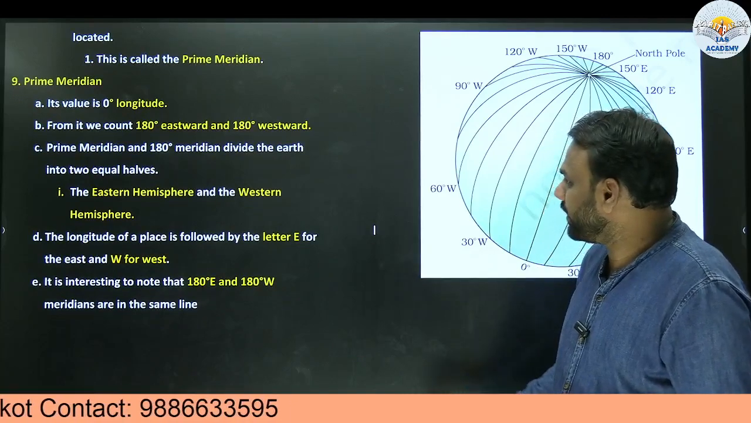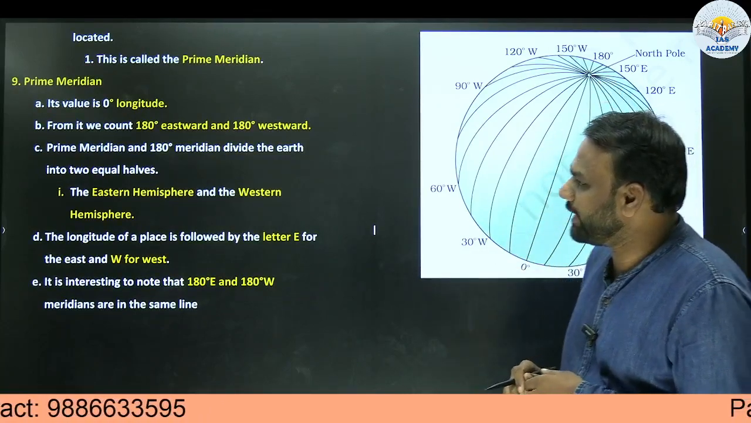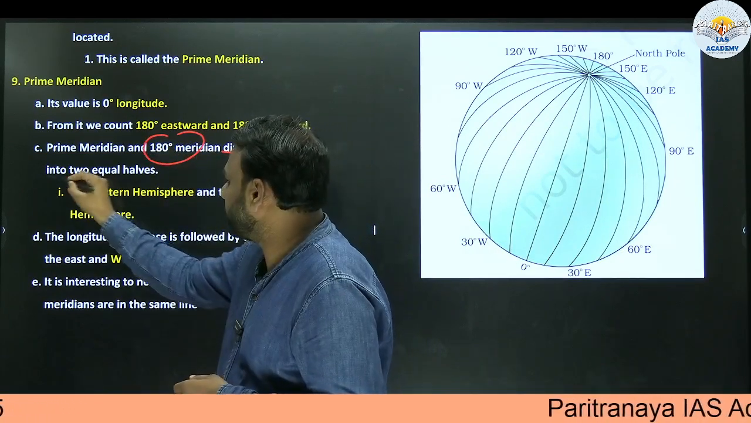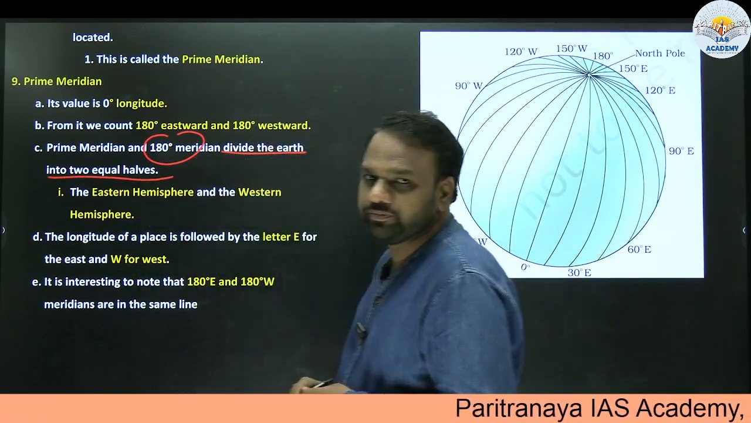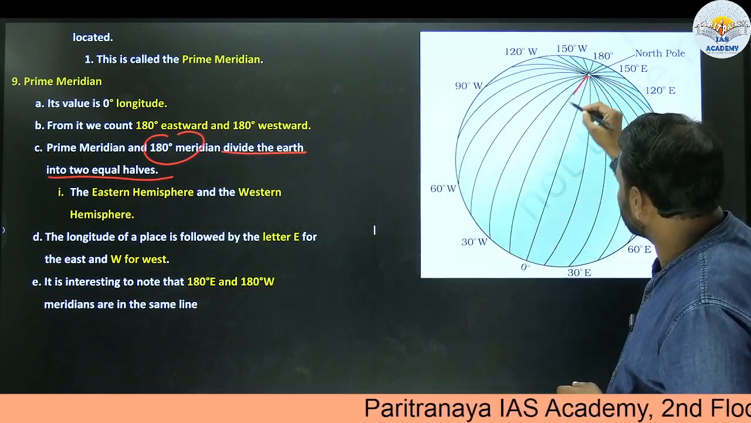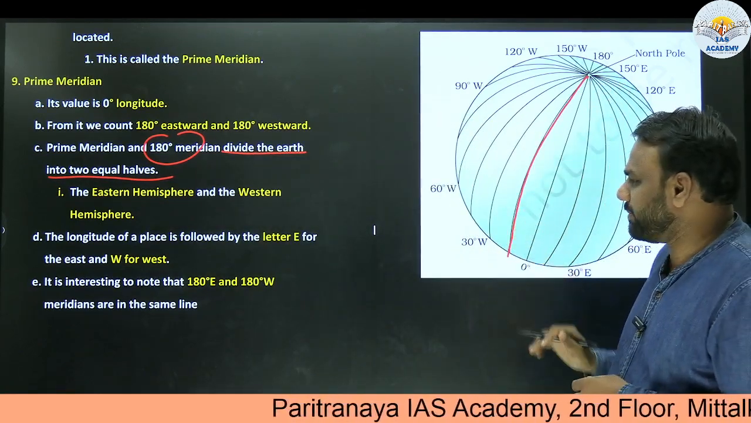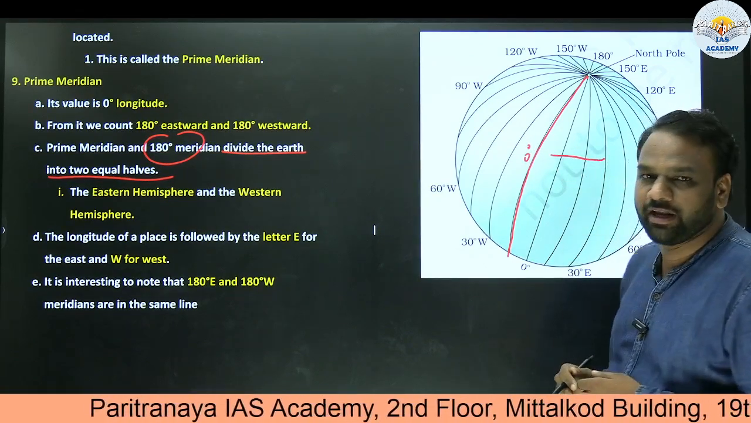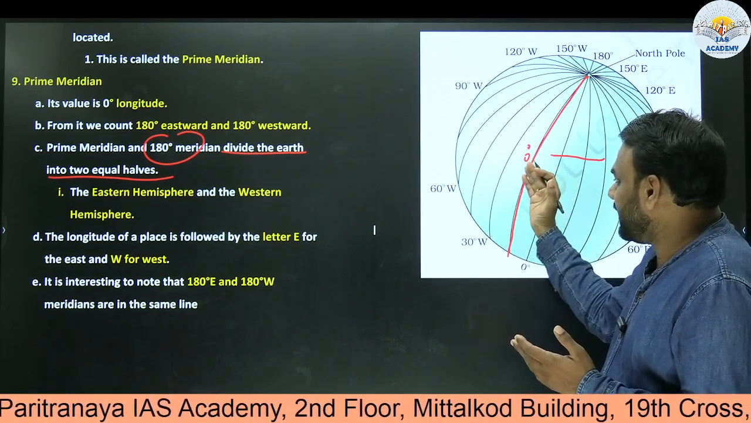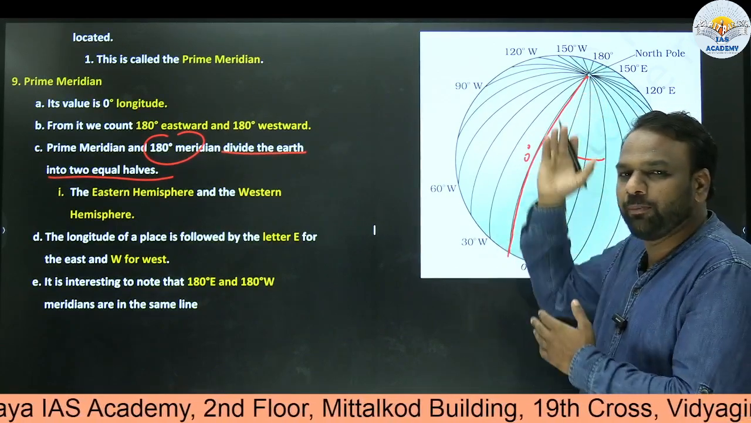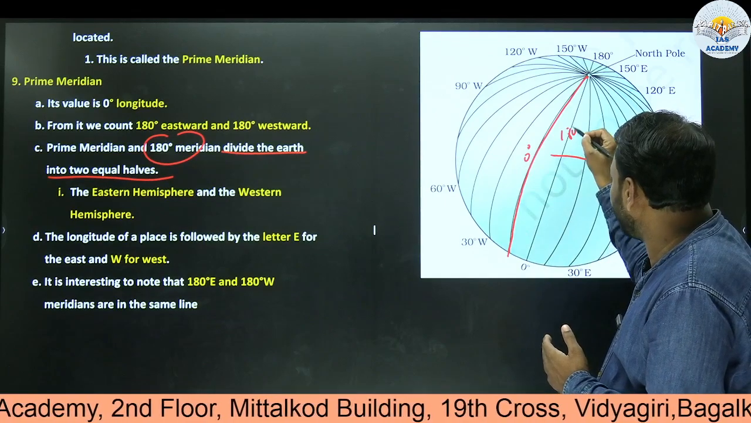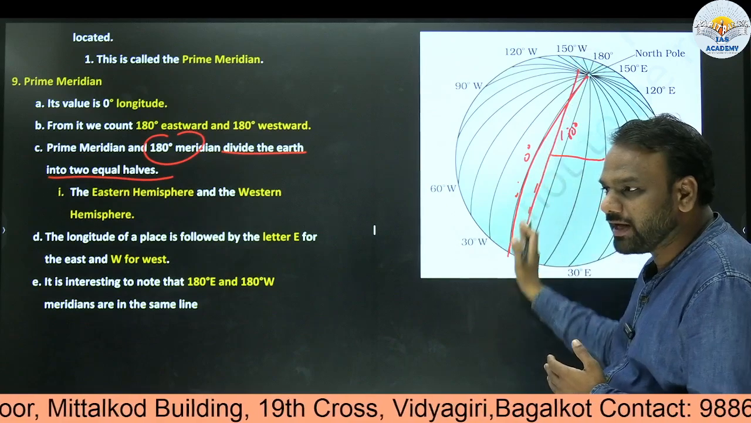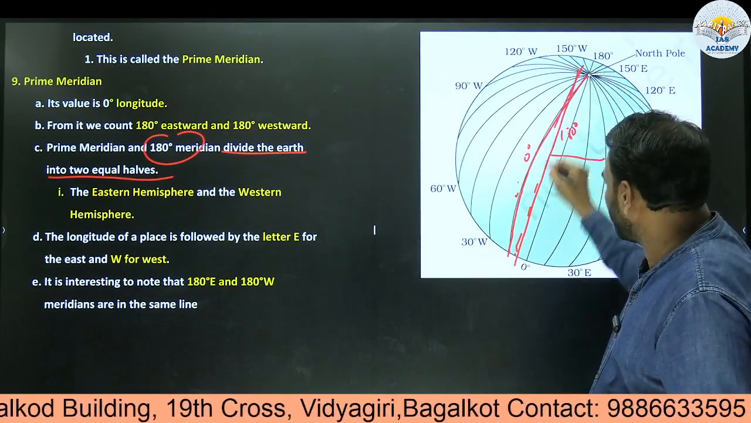Here the prime meridian divides. The prime meridian and the 180 degree meridian divide the earth into two equal halves. So what does it mean? Let us consider this as the prime meridian. This is 0 degree. If I go on counting 1, 2, 3, 4, 5, up to 180 degree, where will 180 degree come? Exactly on the opposite side of the earth. So this 0 degree and 180 degree meridian divide the earth into two equal parts.